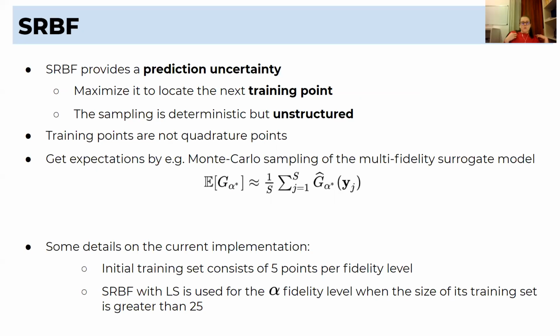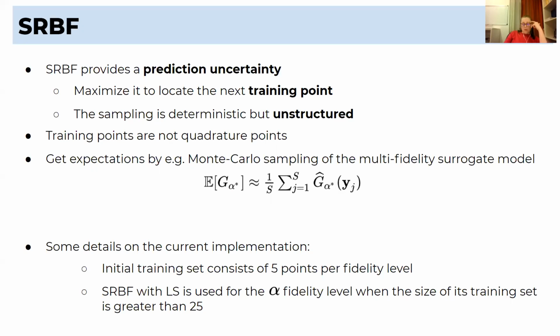Okay, so now I want to just tell you two things about the implementation of the SRBF method, just because this information is useful to understand the numerical results I will show you in a minute. The first thing to mention is that this adaptive method has to start somehow. So it starts considering 5 points per fidelity level. That's the choice we made. So the initial training sets consist of five points per fidelity level.